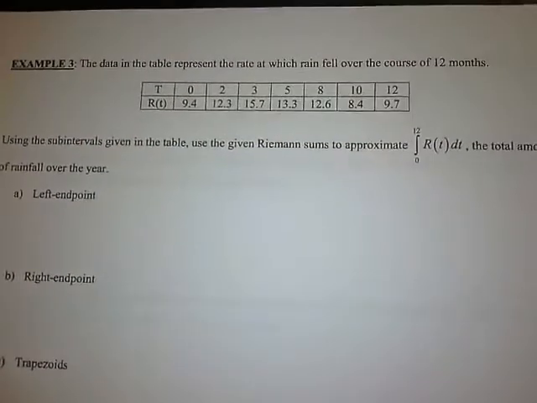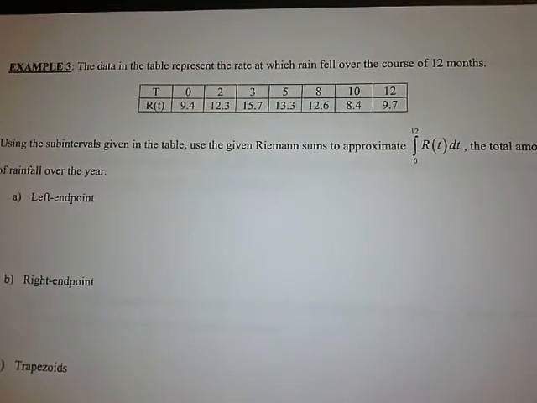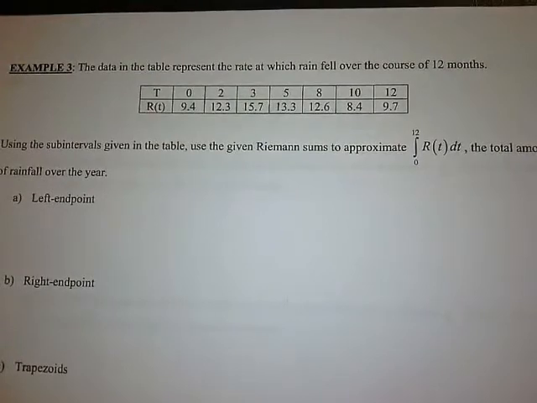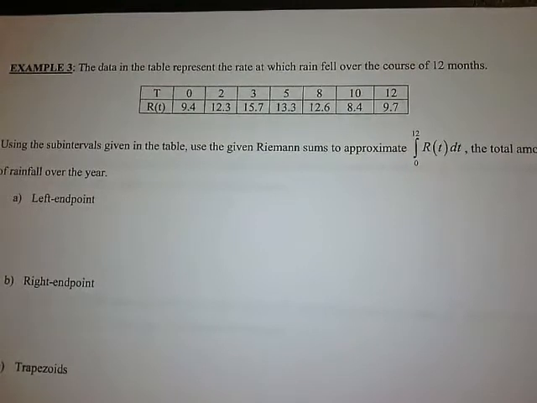All right, so now we're on to example 3. So it says the data in the table represents the rate at which rain fell over the course of 12 months. Using the subintervals given in the table, use the given Riemann sums to approximate the area under the curve, or the integral from 0 to 12 of R(t) dt, the total amount of rainfall over the year.